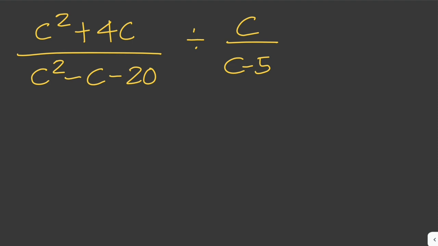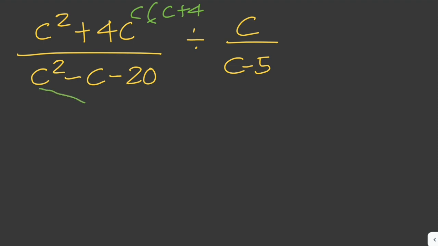Alright, let's solve another problem. We're given here c squared plus 4c over c squared minus c minus 20 divided by c over c minus 5. Let's take a look at the expressions that need to be simplified further. We have here c squared plus 4c. We can factor out c, so that would be c times c plus 4.